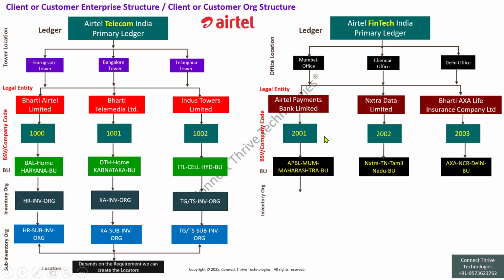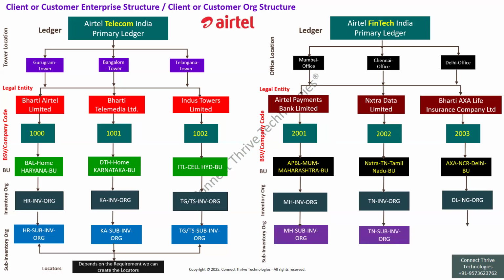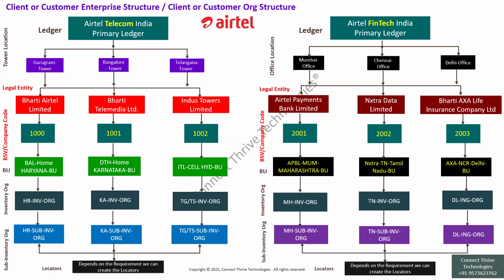Next, against the BU, we should have an associated inventory: Maharashtra inventory, Tamil Nadu inventory, and Delhi inventory. Under that inventory again we will get the sub inventory: Maharashtra sub inventory, Tamil Nadu sub inventory, Delhi sub inventory, and locators also we can create.